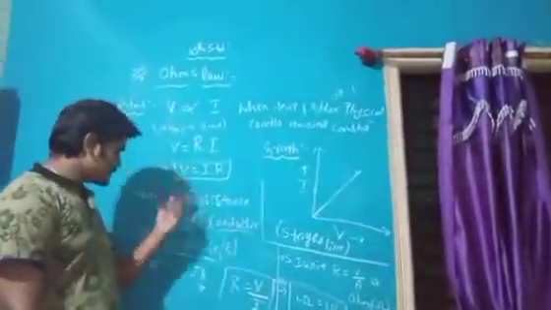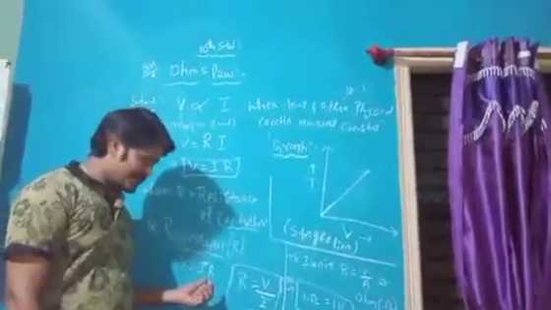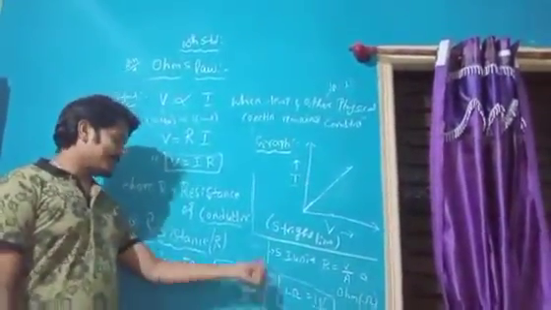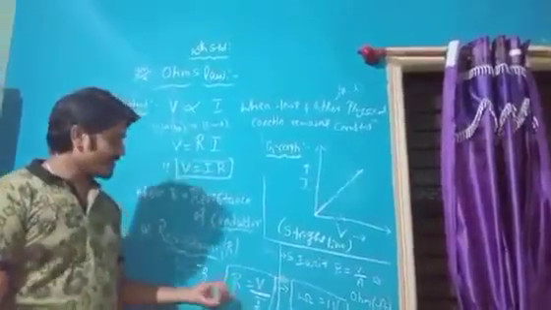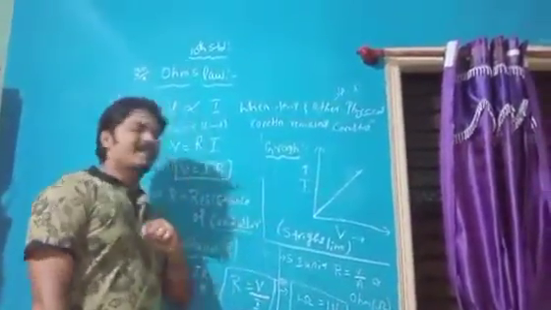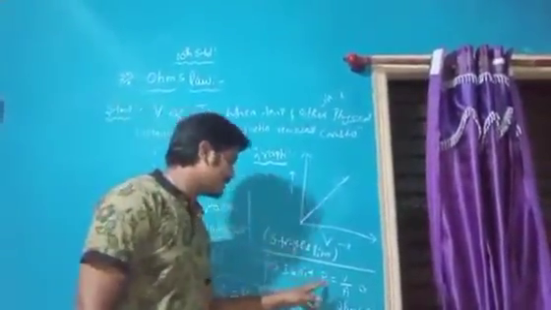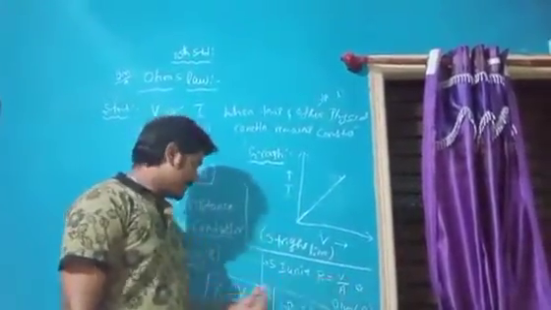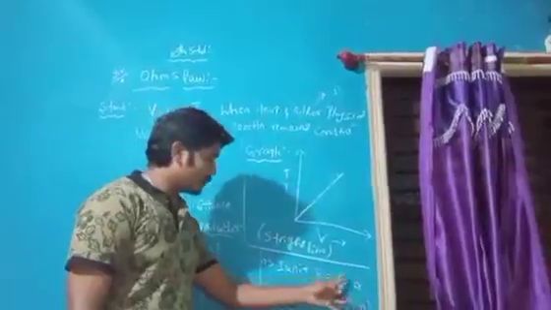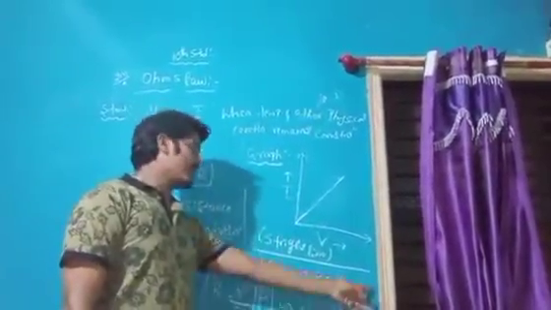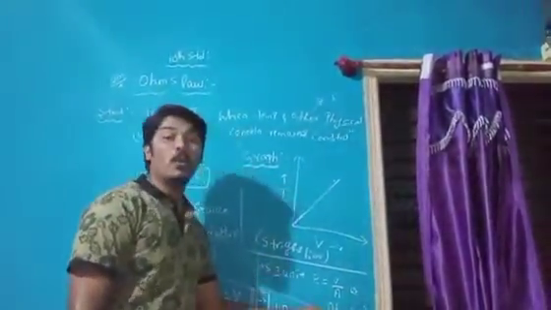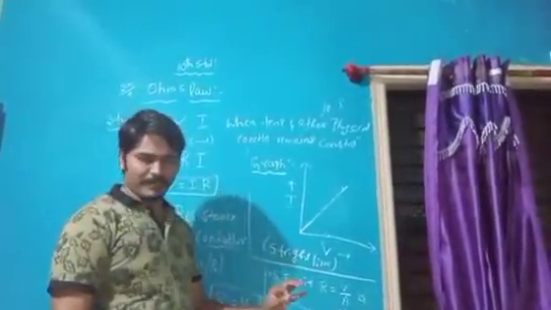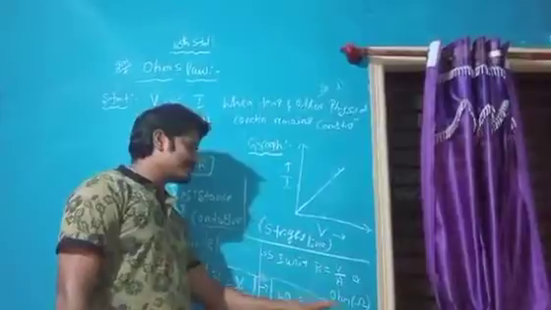Therefore, by Ohm's law, we got V = I R. Therefore, R = V / I is the equation for resistance. If you want to write the SI unit, we already know voltage is volt and current is ampere. Therefore, the unit is volt per ampere, or another unit, ohm. Just remember, the SI unit of resistance is ohm.